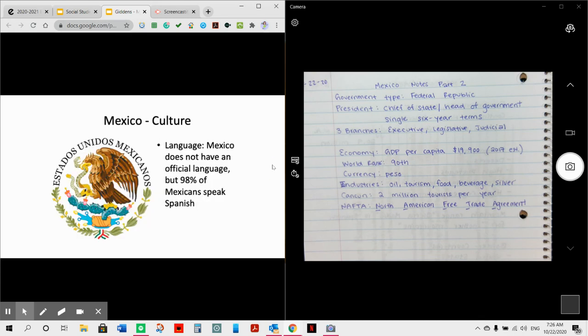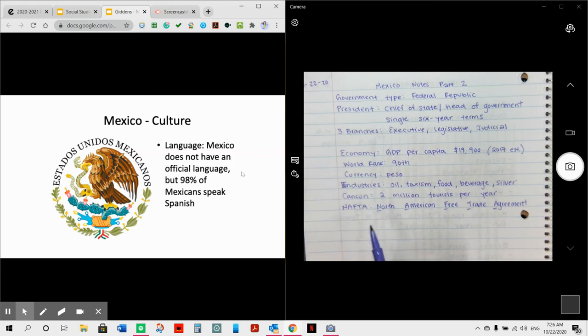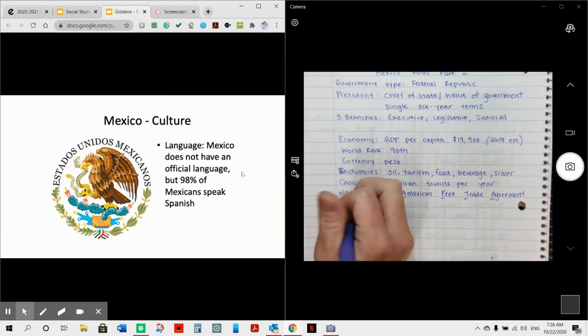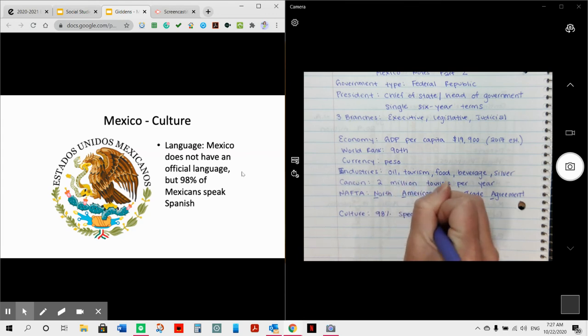Mexico culture, the language. Mexico does not have an official language, but 98% of Mexicans speak Spanish. So we've talked about government, we've talked about economy, and now we're going to talk about culture. So I'm going to skip a line and then write culture, colon, and we're going to say 98% speak Spanish. Next slide.